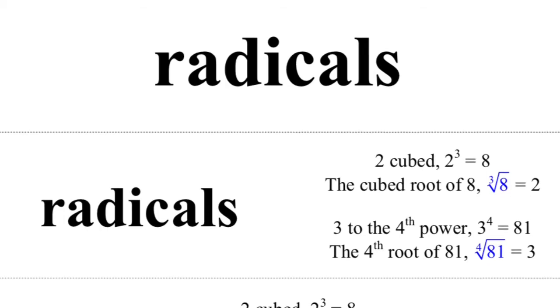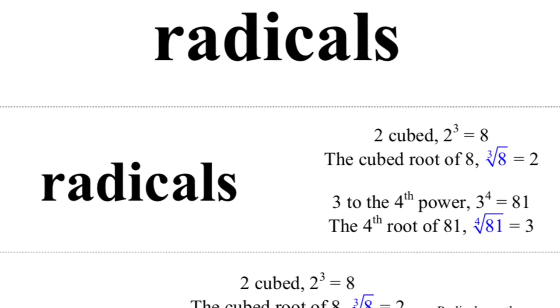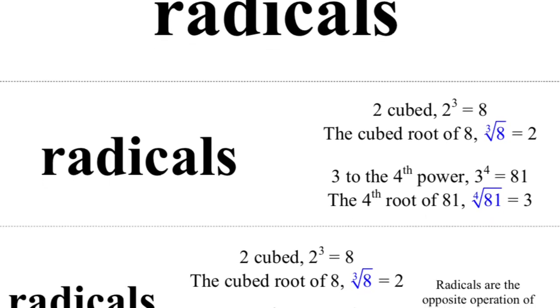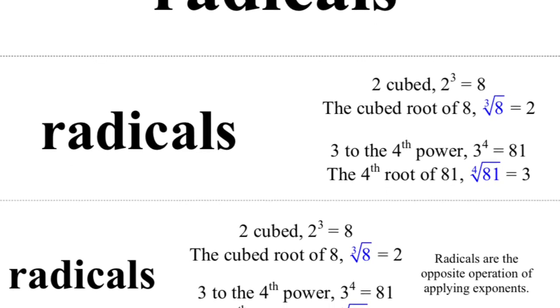A radical is the opposite of an exponent, basically demonstrated by square roots or cube roots. If you're given a radical, you have to figure out how many times a number is multiplied to itself to get you that number.